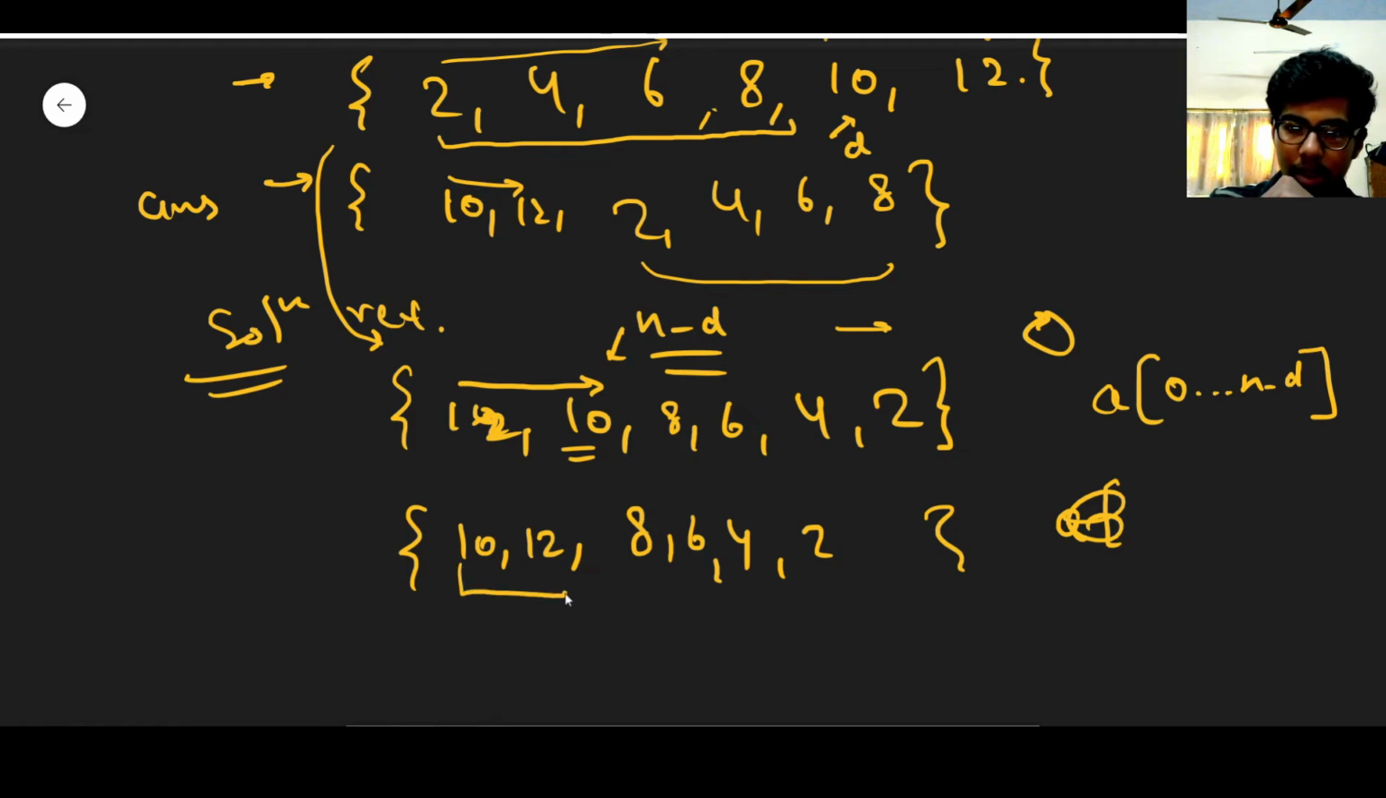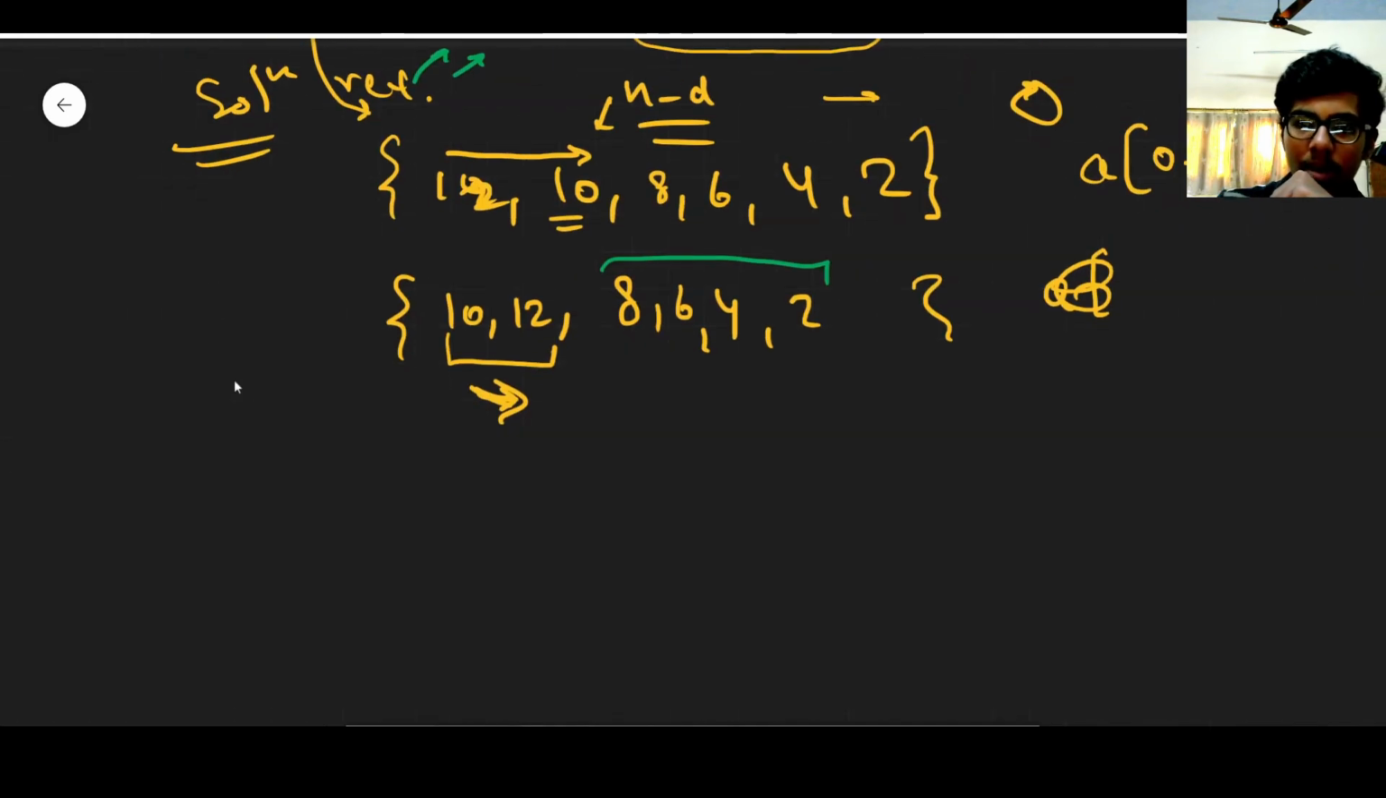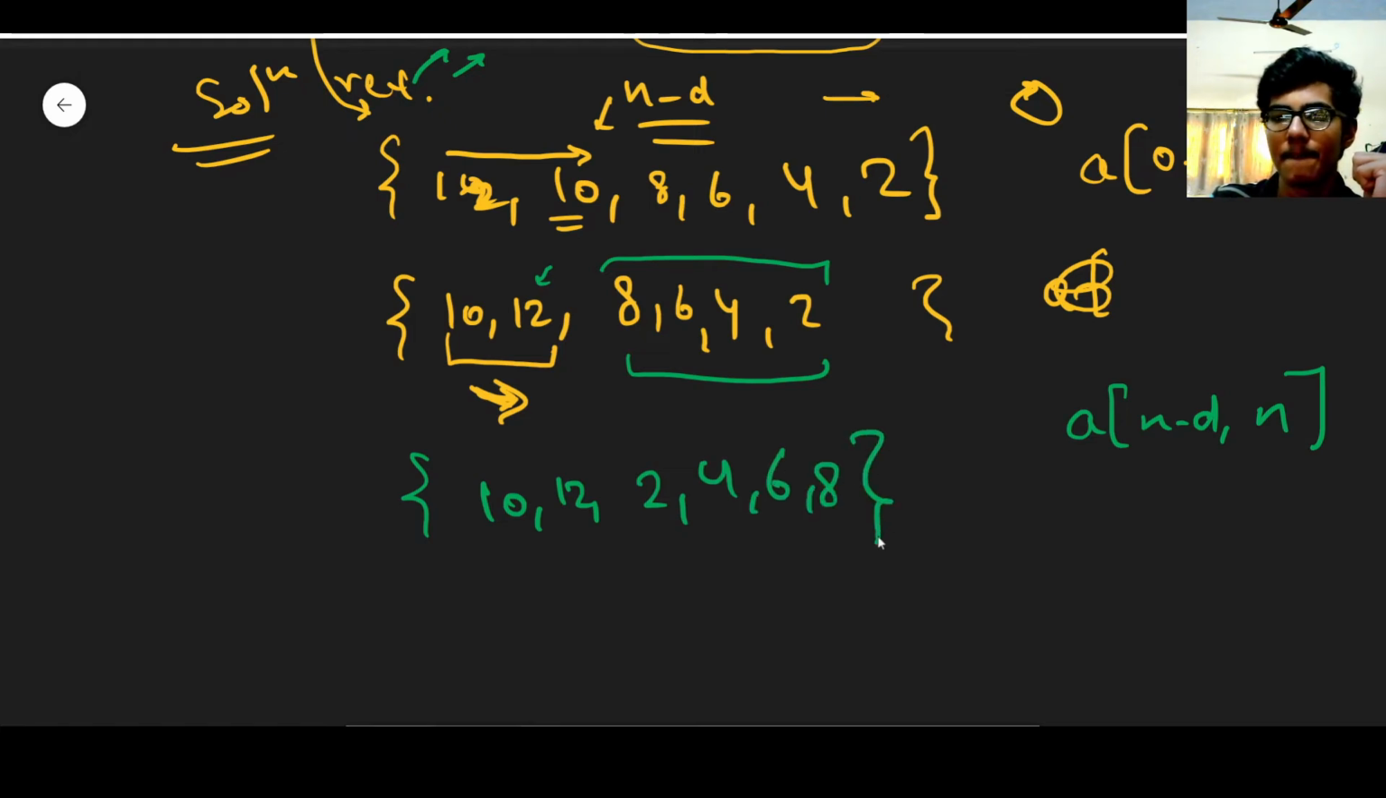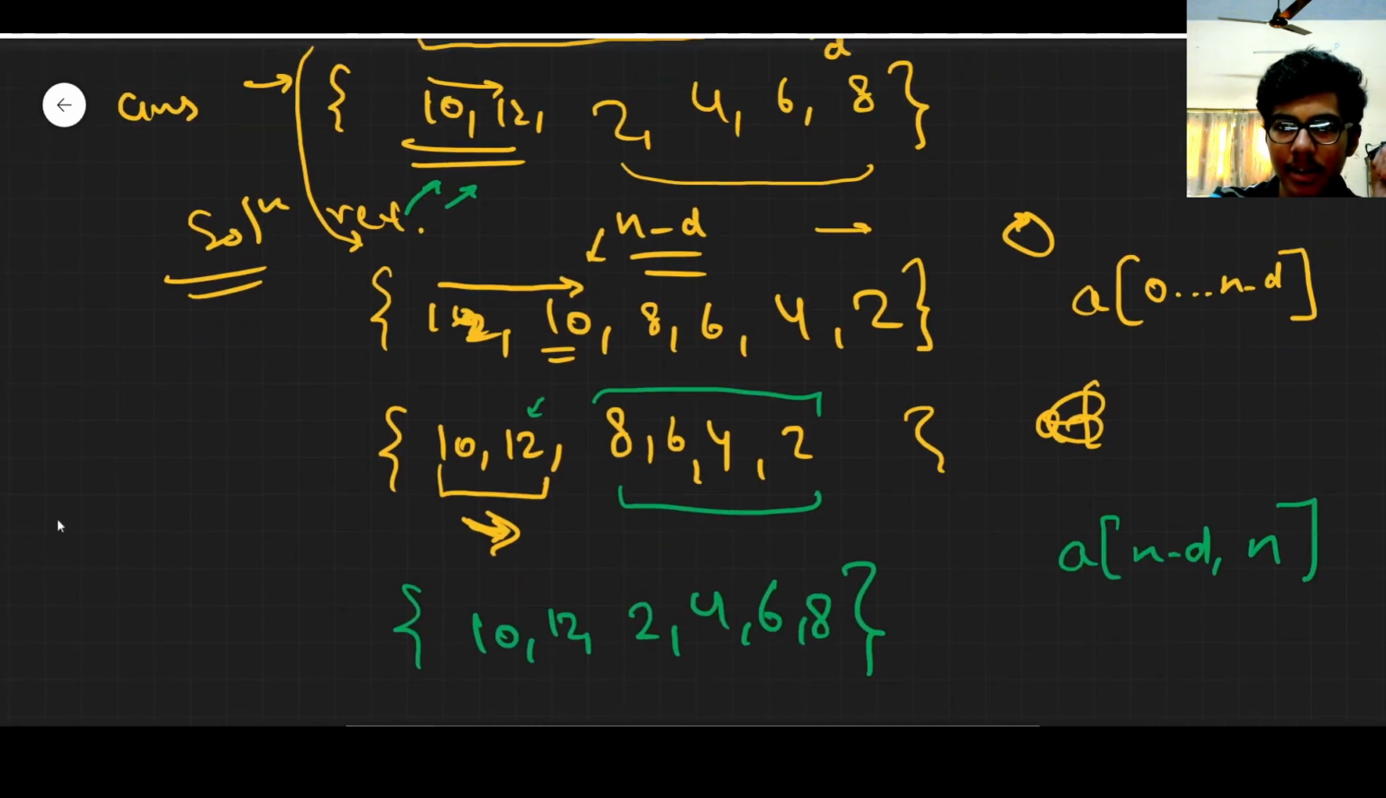So this is sorted, in the sense that we have got the right answer for this part. Now this part is left. For this part, I will reverse this also. So I have this n minus d, and now I will reverse from n minus d to n. So it should become 2, 4, 6, and 8. Right? And hence here we got our answer. This was the answer coming out.